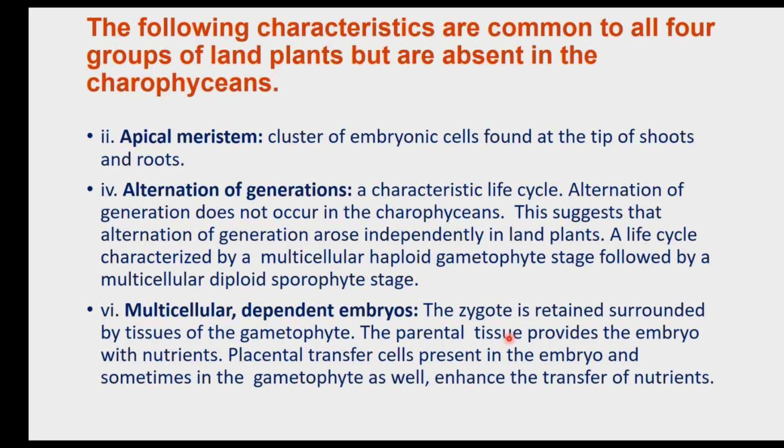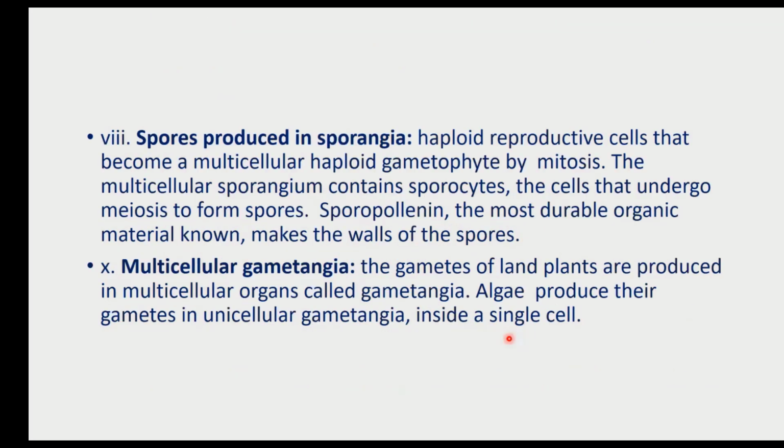Also, the spores are produced in sporangia, where the haploid reproductive cells become a multicellular haploid gametophyte by mitosis. And the multicellular sporangia contain the sporocytes, the cells that undergo meiosis to form spores, and sporopollenin, which is the most durable organic material known, makes the walls of the spores.